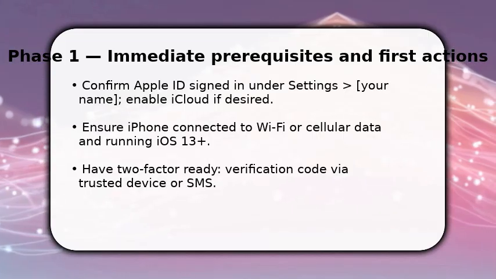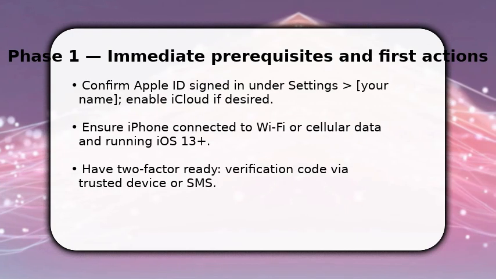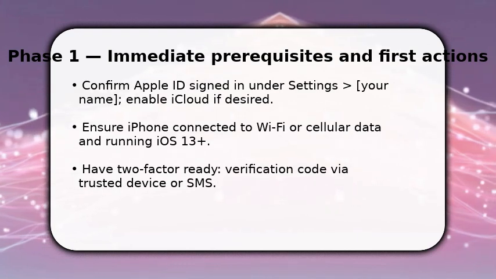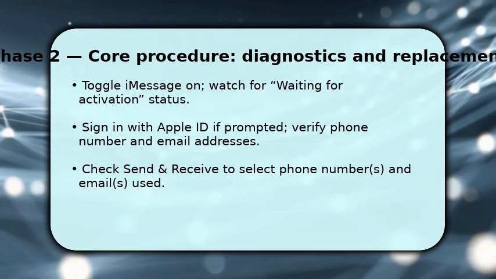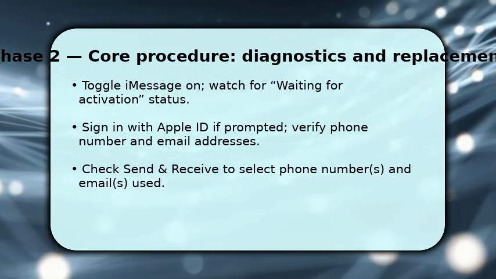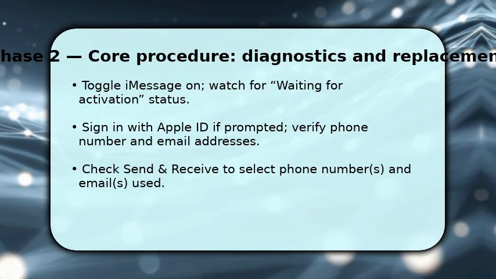Now, tap Settings, scroll to Messages, and press iMessage to start the immediate activation process. You're initiating the handshake between device and Apple servers. You toggle iMessage on and observe the status at the top. When it says waiting for activation, give it a minute and avoid toggling repeatedly.